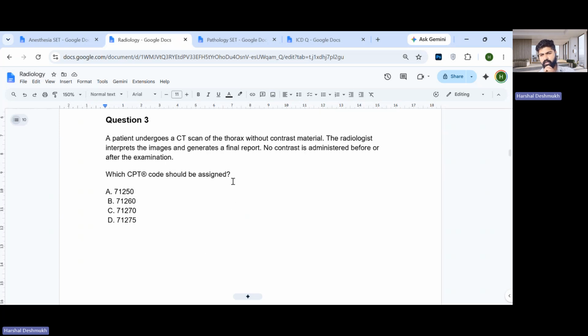A patient undergoes a CT scan of the thorax without contrast material. The radiologist interprets the images and generates a final report. No contrast is administered before or after the examination. What is the appropriate CPT code here?